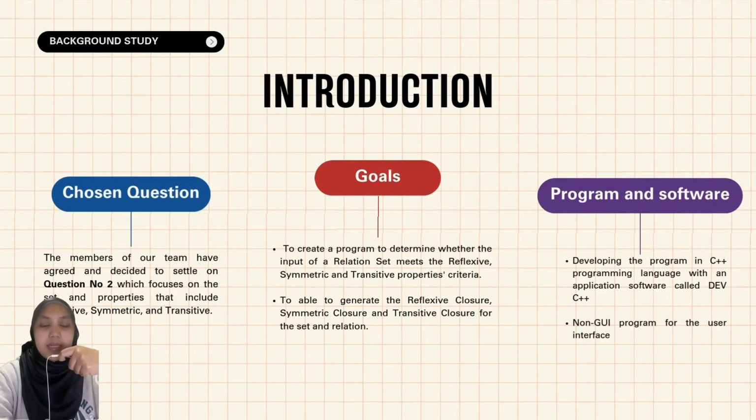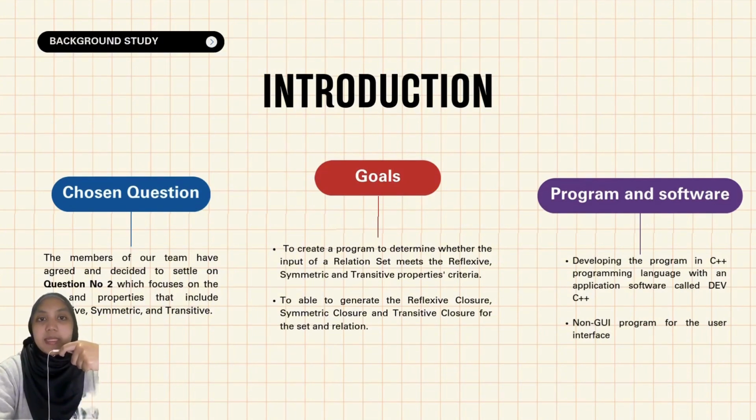Next is the background study. The members of our team have agreed and decided to settle on question number 2, which focuses on the set and properties that include reflexive, symmetric, and transitive. The goal is to create a program to determine whether the input of a relation set meets the reflexive, symmetric, and transitive properties criteria, and to be able to generate the reflexive closure, symmetric closure, and transitive closure for the set and relation.